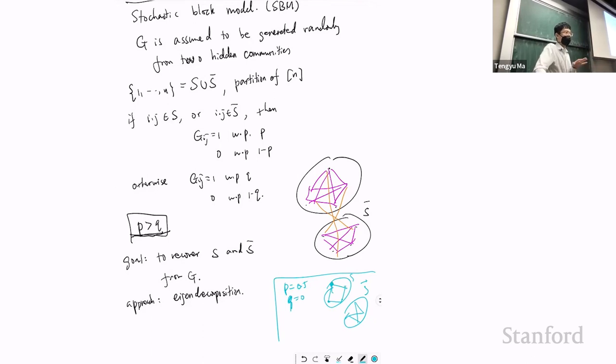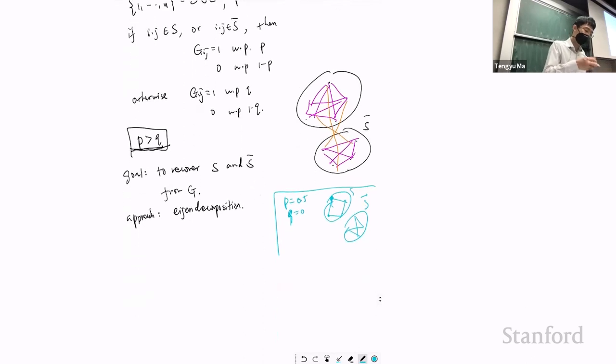Does it make sense? I saw some confusions. Basically, the algorithm I'm going to do is the following. I start with a node, and I see what this node can reach, and I put it into my set, and then I do this repeatedly to see what other nodes I can reach, until at some point I reach the boundary. I reach a closure. I cannot reach any new nodes, and then I declare this to be S. And the rest of them I declare to be S bar.